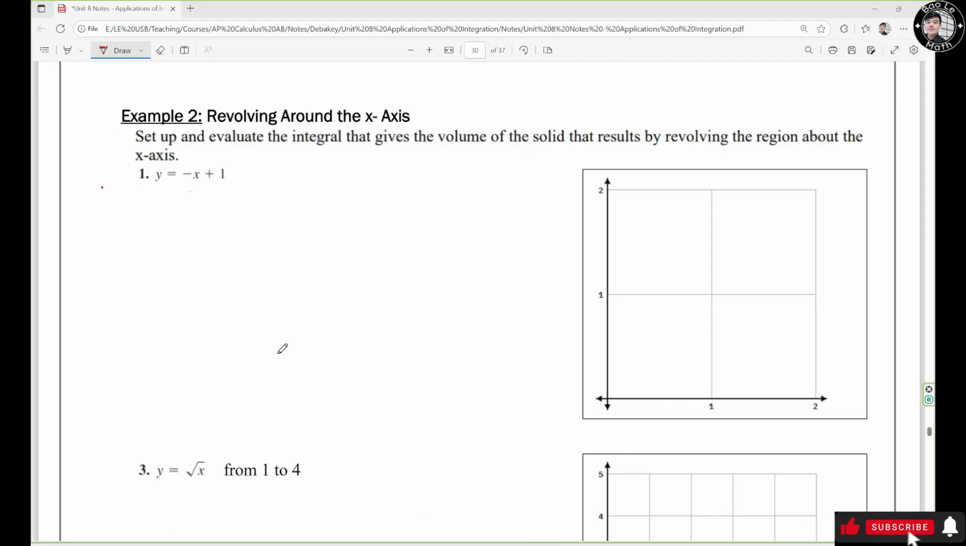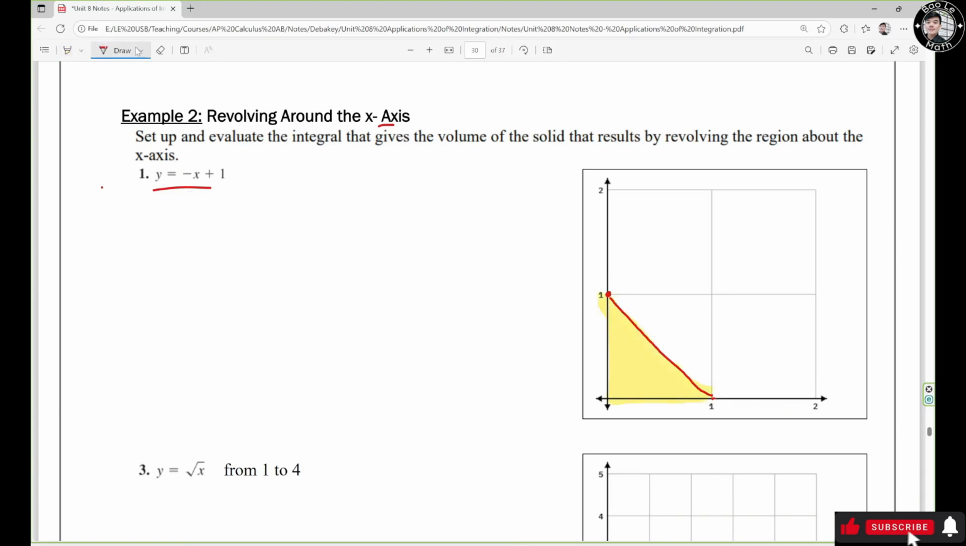Now let's move on to example number 2, revolving around the x-axis. So y equals negative x plus 1. We need to graph this. When x equals 0, y equals 1, so it's going to be right here. When x equals 1, y equals 0, so it's going to be right here. So we just connect these two points. So the region should be this one right here.